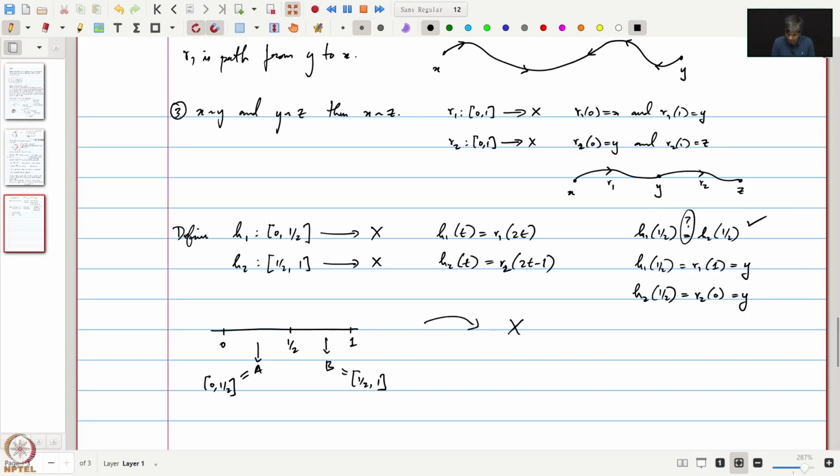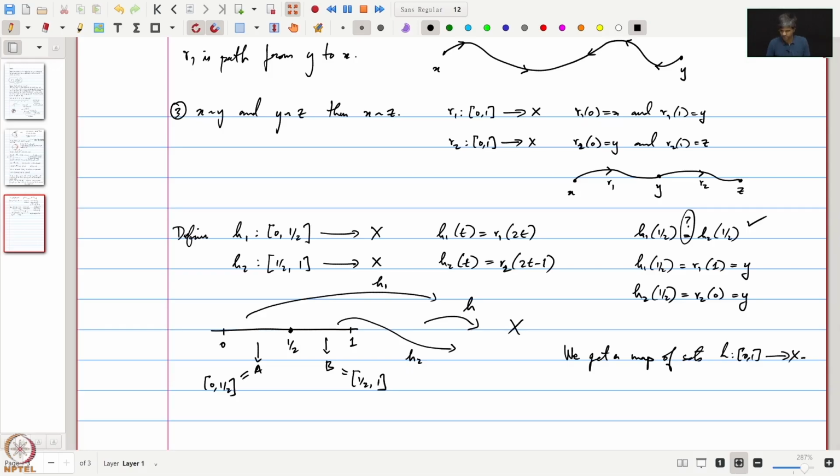So to X we have defined this map. This map is h1 on [0, 1/2], and it's h2 on [1/2, 1], on B. This actually defines a map, because h1 is a map on A and h2 is a map on B, and both h1 and h2 agree on the intersection. In this case, the intersection is just the point 1/2. So we get a map of sets H from [0, 1] to X. So the question is, is H continuous?